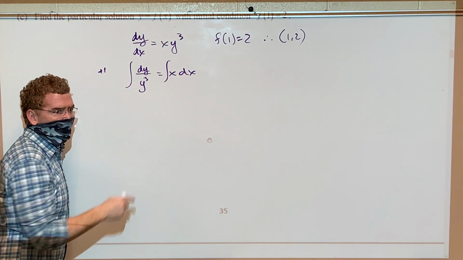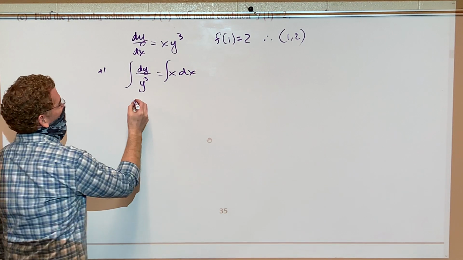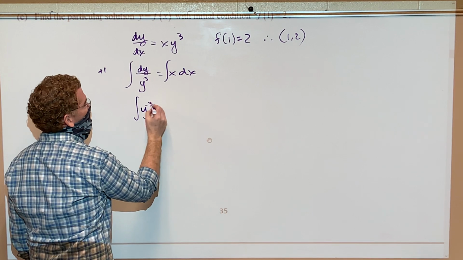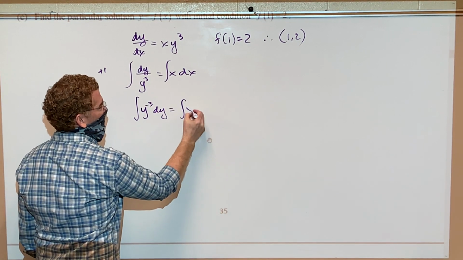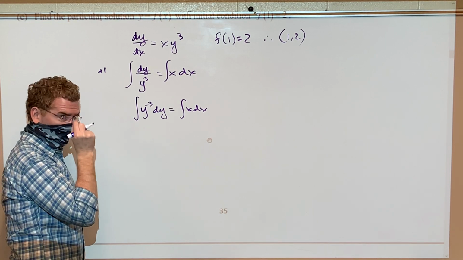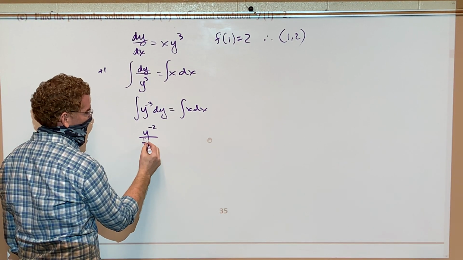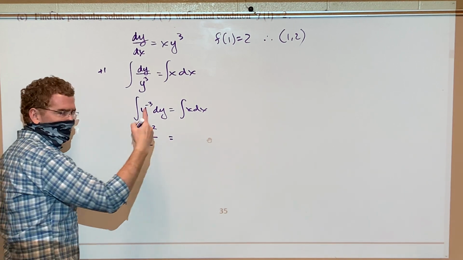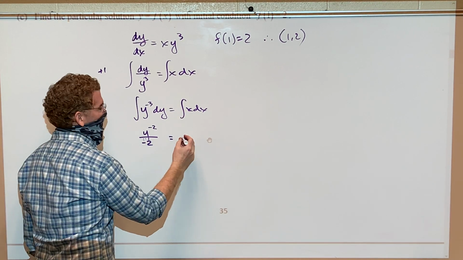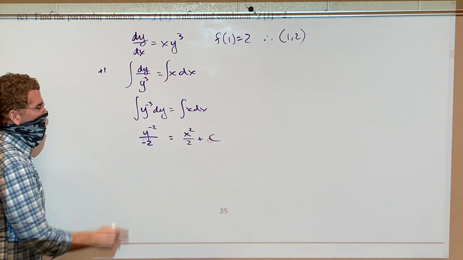George said you can't go ln of y cubed, right? Because it's not y to the first. You're forced to rewrite it as a negative exponent. But that's great because that's a power rule. So the integral of y to the negative 3 is y to the negative 2 over negative 2. Technically plus c, but whatever. And then the integral of x is x squared over 2 plus the c.